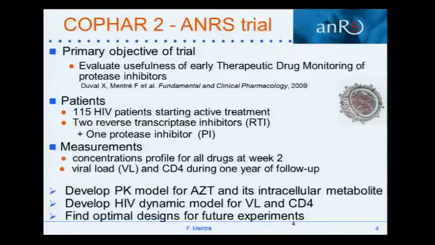So the examples I'm going to use are examples of data taken from this trial. This is a trial sponsored by the French Agency on AIDS. ANRS is a French agency on AIDS. The primary objective has nothing to do with what we're going to do here, and we published the paper. I'm more going to explain to you what the trial was. We had 115 HIV patients starting an active treatment, and by active treatment, it's a combination of three treatments. They received 2 reverse transcriptase inhibitors, which I will call RTI later on, and one protease inhibitor.